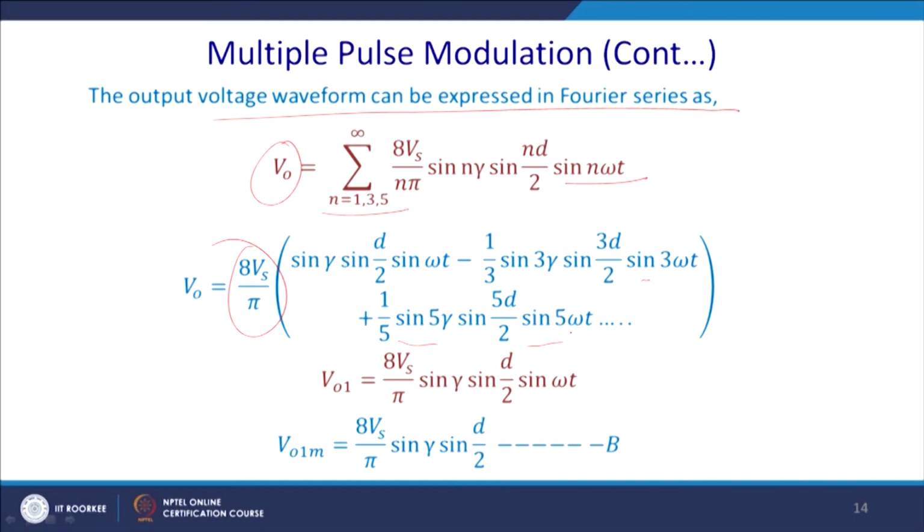But here is a beauty: we can cancel a few of the harmonics here. The fundamental will be V01, that is 8 Vs by pi sin lambda sin d by 2 sin omega t, and Vom will be 8 Vs by pi sin lambda sin d by 2. This is the amplitude of the fundamental voltage, and thus you can control the magnitude of the fundamental voltage by d as well as by lambda. So, there are two controlling parameters.